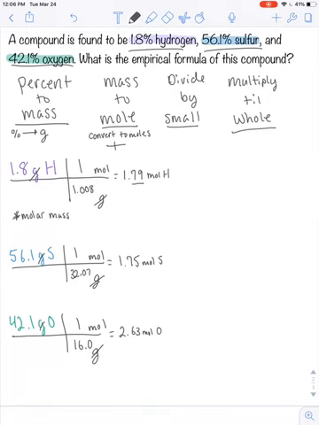Okay, so we have completed the second step, which is mass to mole. We have calculated all of our moles of these substances. So the third step is divide by small. We're literally, for this step, just going to divide by the smallest number. And we have to do that for all three.